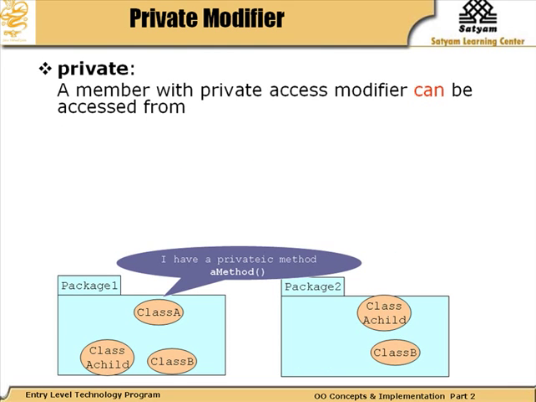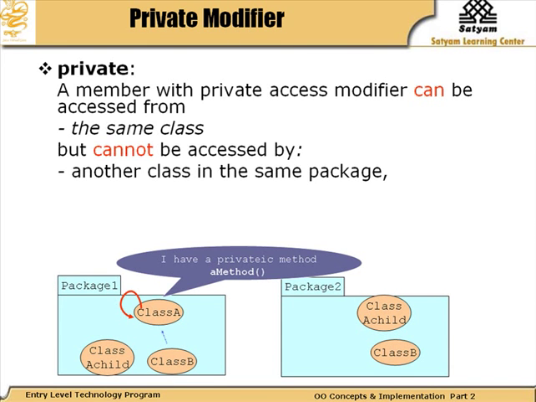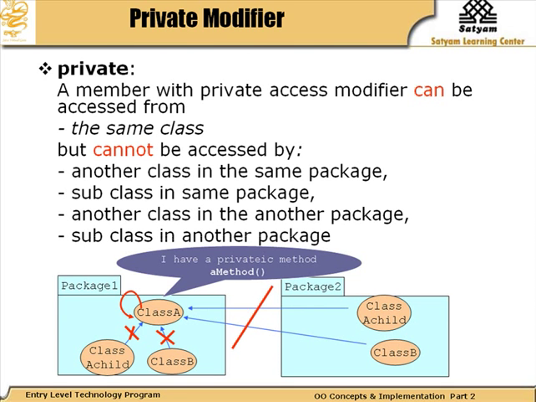Private modifier. A member with private access modifier can be accessed from the same class, but cannot be accessed from any class in the same package. Neither can it be accessed from a subclass in the same package. Neither can they be accessed from a class from another package, nor from a subclass from another package.